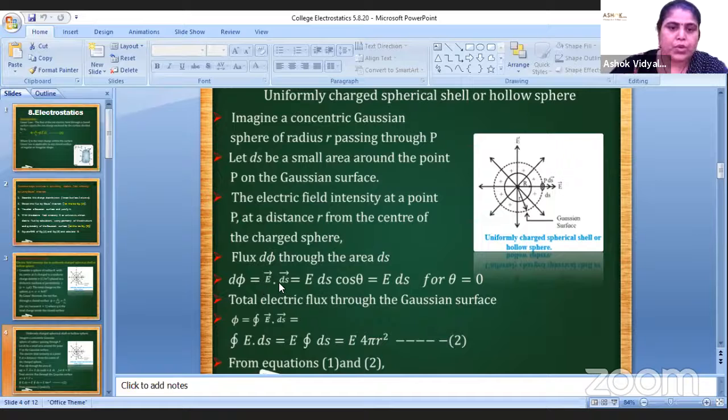So, d phi is equal to E bar dot ds. Now, this ds is a small part of the surface of this sphere. This is a scalar product, therefore E ds cos theta. Here theta is equal to 0, as the angle between E bar and ds is 0, so cos 0 is equal to 1, and finally we got the equation E into ds. This gives the total electric flux through the Gaussian surface.